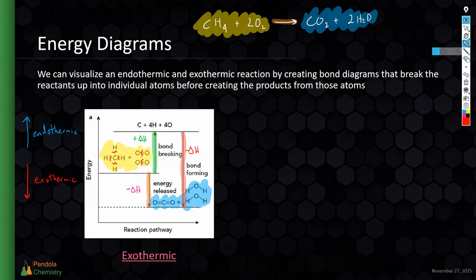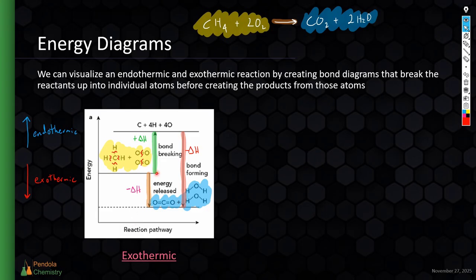So if we visualize our reactions in this manner, what we end up with is essentially that whether the reaction's endothermic or exothermic is going to depend mainly, or solely, on whether the energy needed to break all the bonds is higher or lower than the energy released by forming all the bonds.